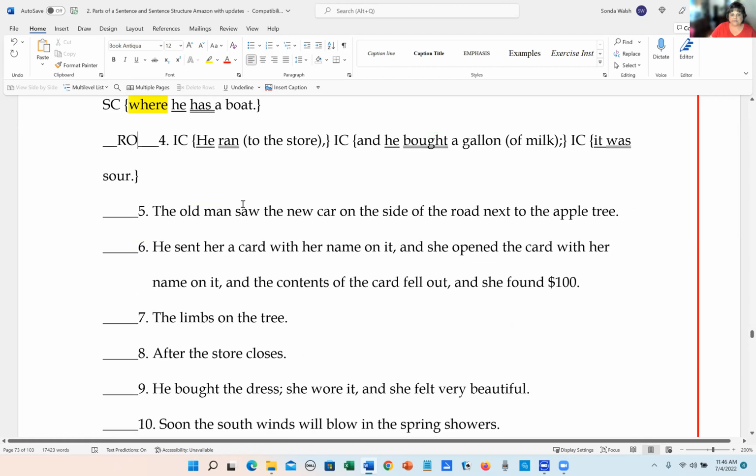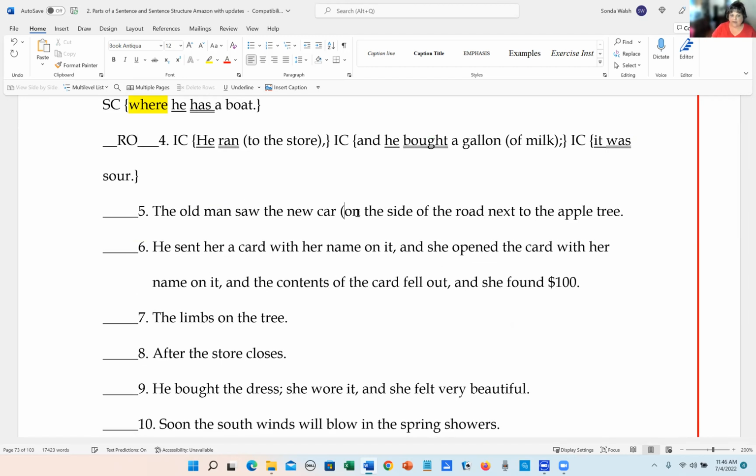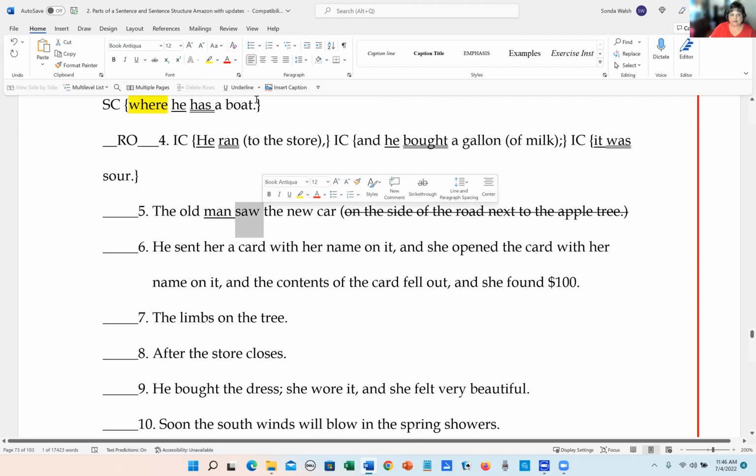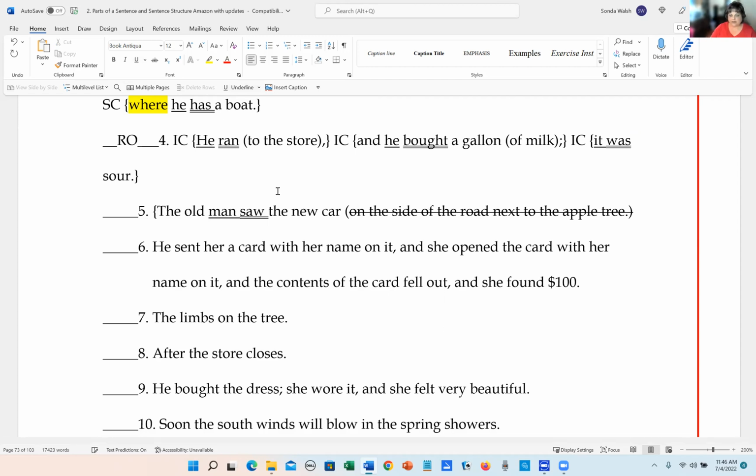All right, let's go to number 5. On the side of the road next to the apple tree, all of that is prepositional phrase. I'm going to put parentheses around it, and just mark it out instead of going through the thing. So man is my subject, underline that once. Saw is a verb, underline that twice. I only have one set of subjects and verbs, so I'm going to put a bracket here and a bracket at the end.